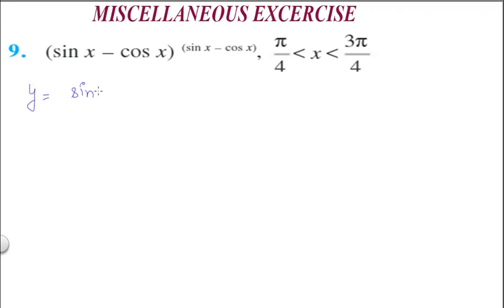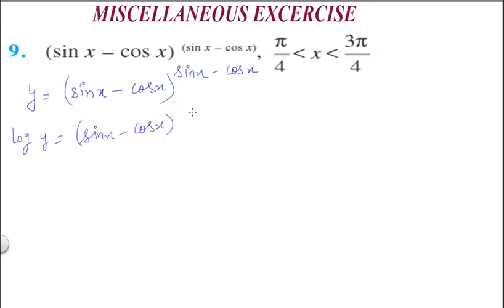So we have y equal to (sin x minus cos x) whole power (sin x minus cos x). Taking log on both sides, we have log y equal to (sin x minus cos x) will come in front, log of (sin x minus cos x). Let us differentiate with respect to x.